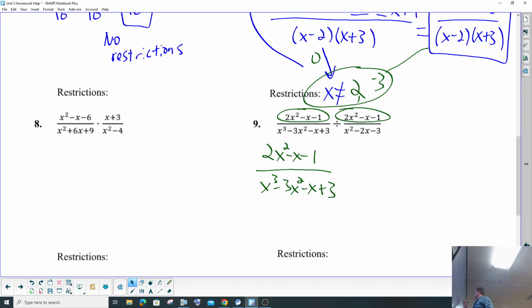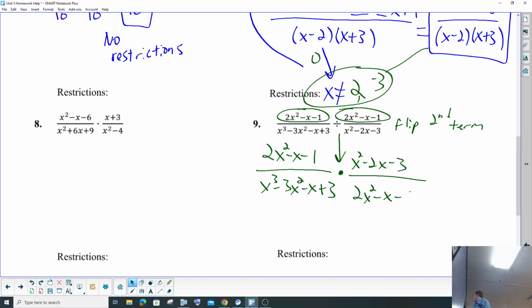Division becomes multiplication, and then we flip the second term. Remember that part where we flip the second term? So that's going to be x squared minus 2x minus 3 all over 2x squared minus x minus 1. I was going to go ahead and factor these ones, but these are exactly identical. Well, I guess we do have to factor still to get the restrictions. So let's go ahead and factor it still.